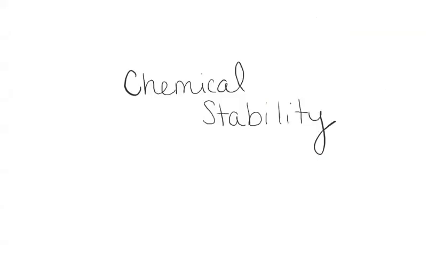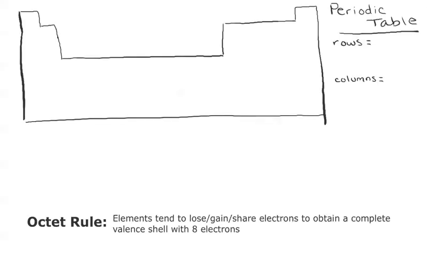Okay, so today we're talking about chemical stability and the octet rule and the periodic table. If you've taken a chemistry class before, this part might be a little bit of review, but if you haven't, that's okay. So when we look at the periodic table, this is my lovely hand-drawn periodic table. I know it's not perfect, but it's what we're working with.